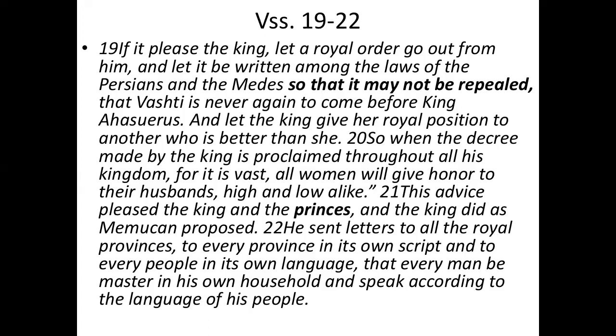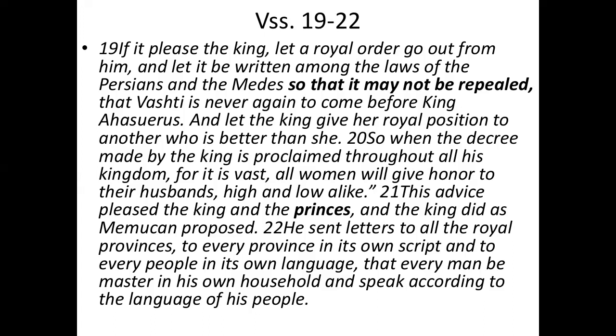They said, let the king give her royal position to another who is better than she. Give it to somebody else. So when the decree made by the king is proclaimed through all his kingdom, for it is vast, and we just saw on the map how big it is, right? All women will give honor to their husbands, high and low alike. So they think that this is going to have repercussions all through the society, all through the empire.